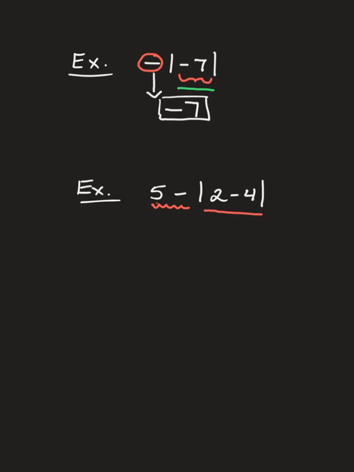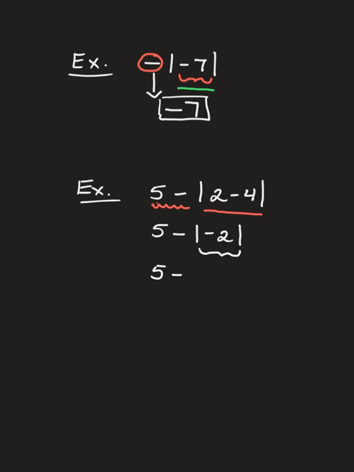So let me switch colors here. When we take a look at the absolute value of 2 minus 4, we have to simplify inside first and then apply the absolute value bars. So I'm going to rewrite the parts of the expression that I'm not working with right now, and I'm going to figure out what 2 minus 4 is, which is -2. Now I'm going to evaluate the absolute value of -2. So once again, I'll write down the parts of the expression that I'm not touching, and the absolute value of -2 is +2.